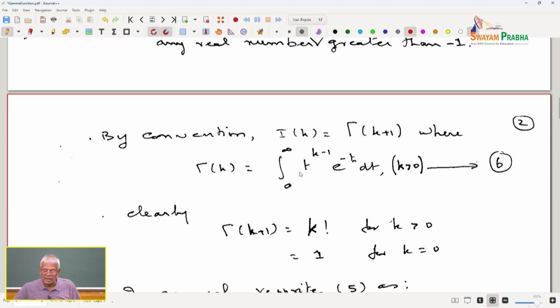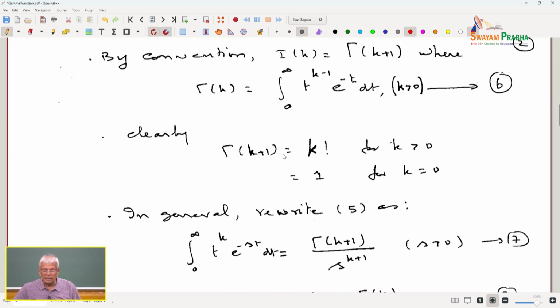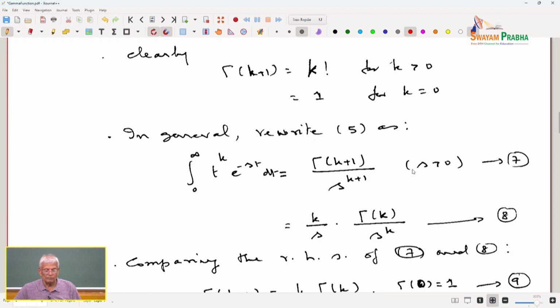So, in that case, gamma k is equal to integral of t to the power k minus 1 e to the power of minus t dt, k is greater than 0. You can readily see that. So, this definition 6 essentially comes from my definition of gamma. By convention, ik is equal to gamma k plus 1. Clearly, gamma k plus 1 is equal to factorial k if k greater than 0, and is equal to 1 if k is equal to 0.